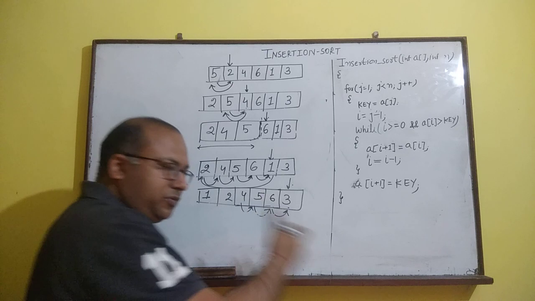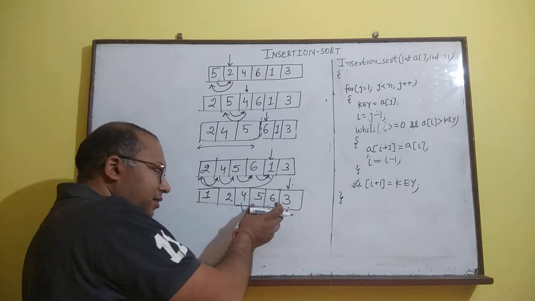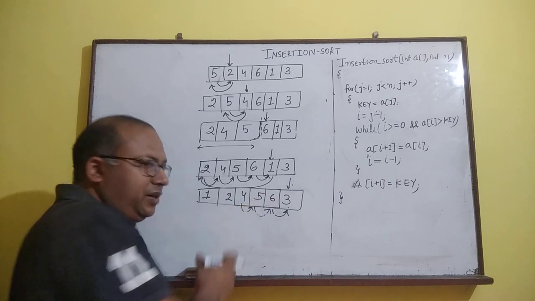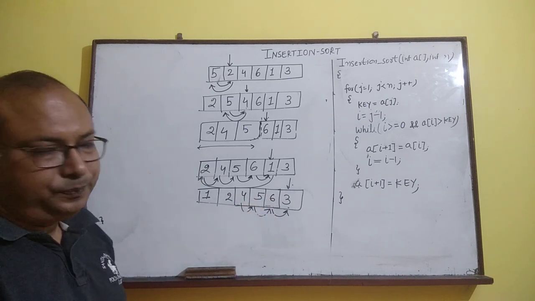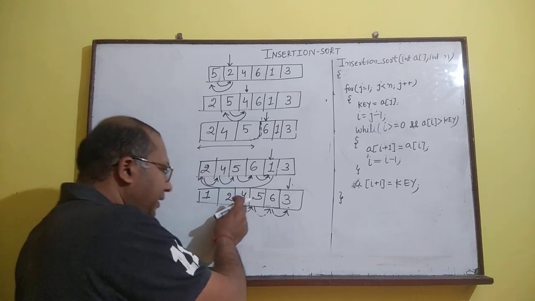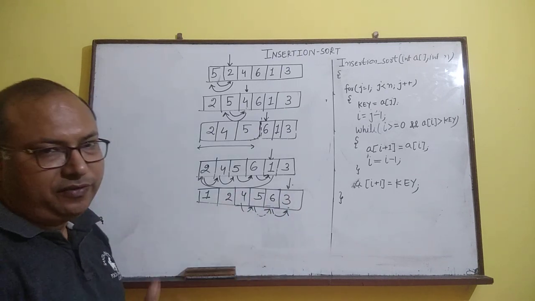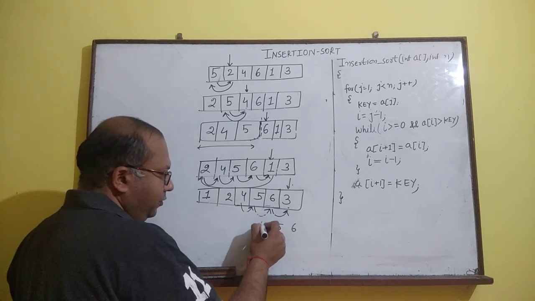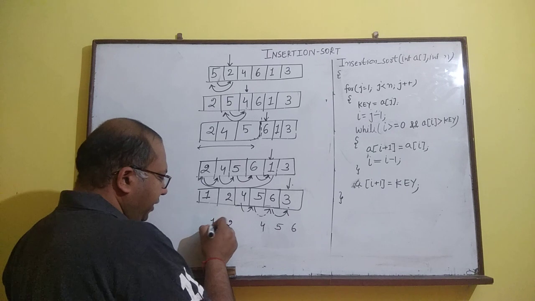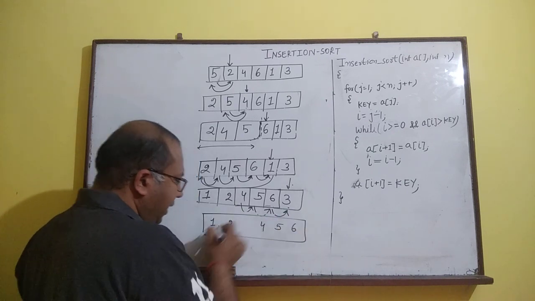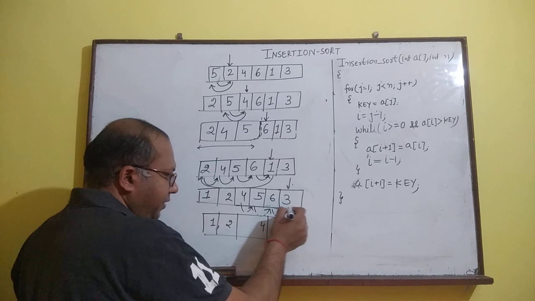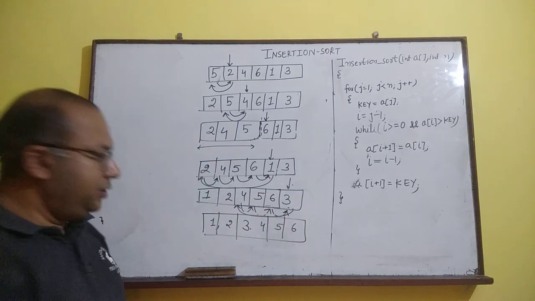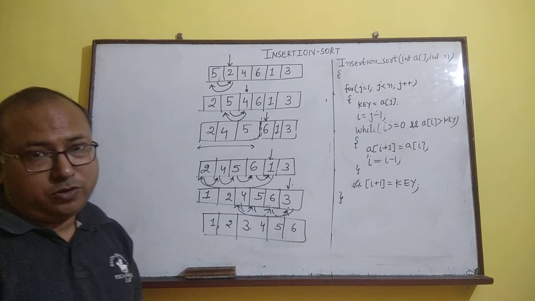So the shifting process will continue if the key value is smaller than the values which are to the left of it in the array. And if it is greater than any of the values, then this shifting will stop. So what will happen? 6 will come to the end, 5 will be here, 4 will be here, 2 has not been shifted, and so we have one empty block where we can store 3. So this is how insertion sort took place.